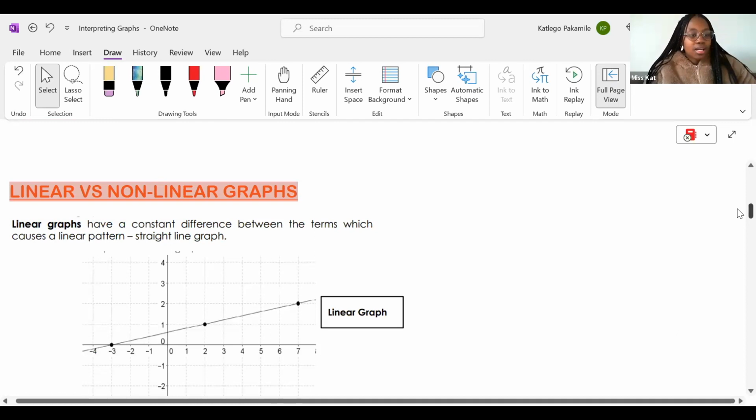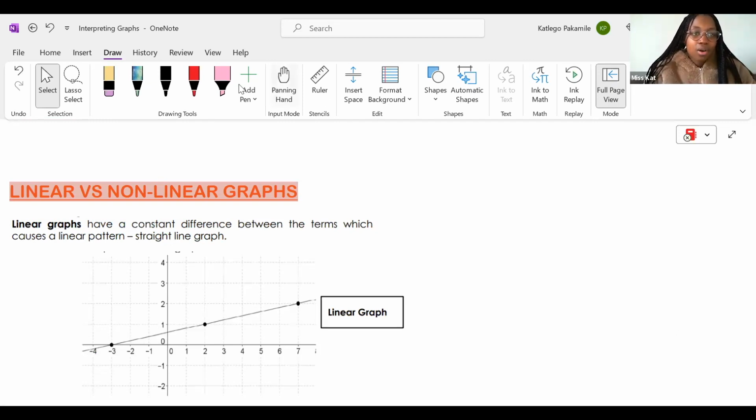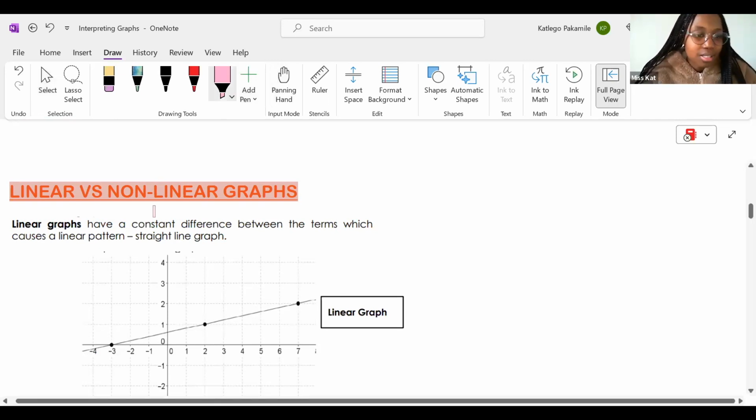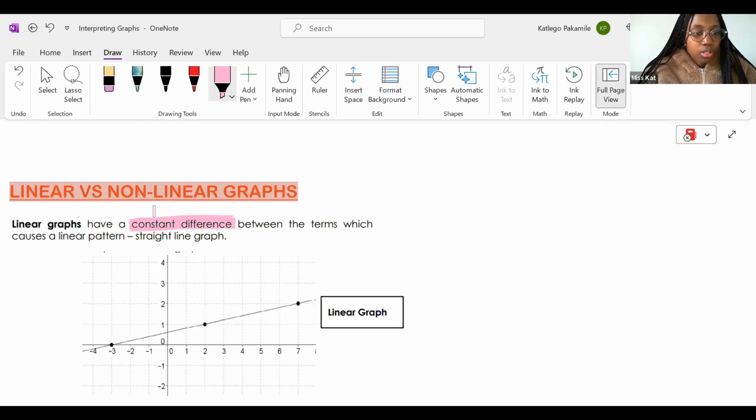Okay, so linear graphs have a constant difference. Does this sound familiar? This sounds like something we've done before, right? Where have we heard the words constant difference before? Do we remember? Anyone? Kamohelo says yes, it sounds familiar. Anyone remember where we've heard it before? Okay, I'll wait for you guys to tell me as I read the rest of the definition.